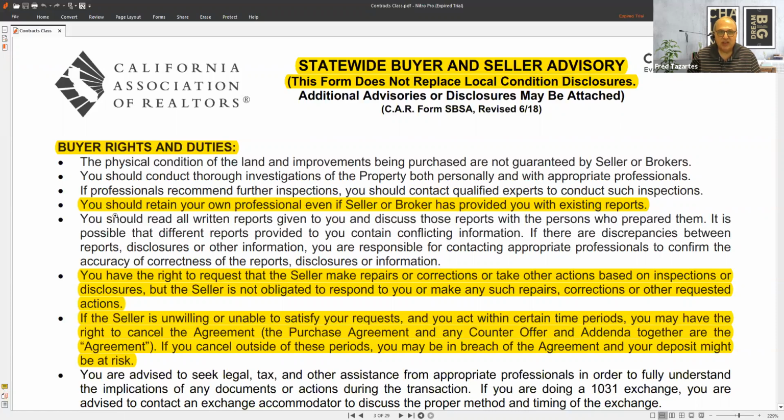Basically, I'm just going to go over the highlights. You should retain your own professional, even if the seller or broker has provided you with existing reports. So just because we have disclosures, just because we have the TDS and SPQ, buyers should still be doing their own inspections, their own due diligence on all these deals.